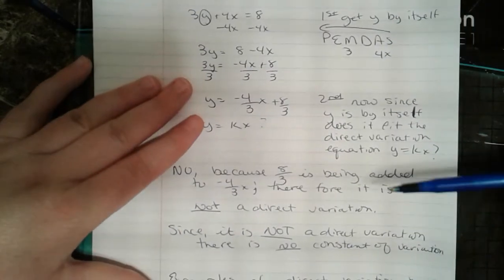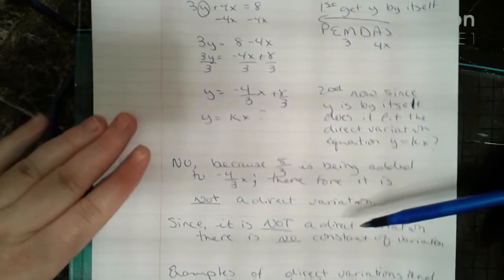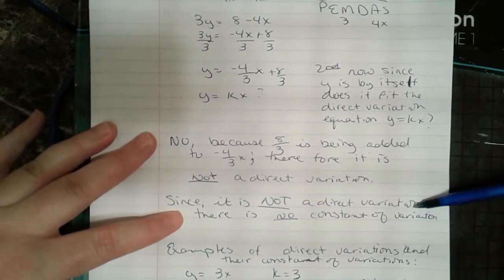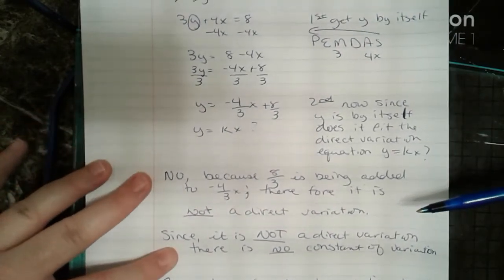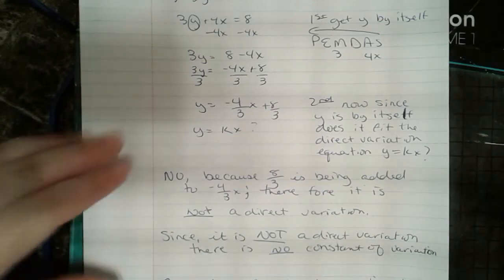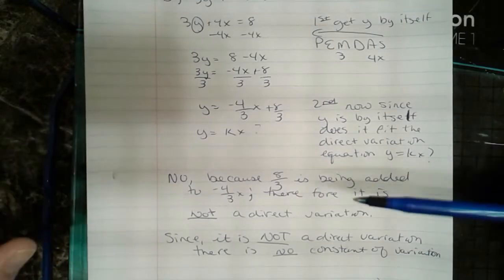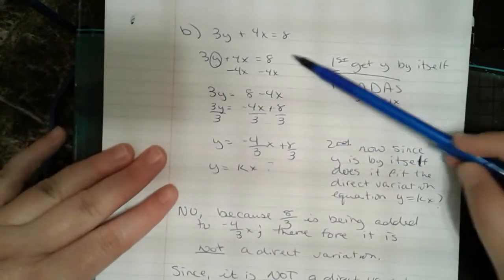Okay, since it is not a direct variation, there is no constant of variation. I cannot answer the question about a constant of variation because it's not a direct variation, okay? So this is all you have to do. You have to tell me that this is not a direct variation. I do expect to see these steps.